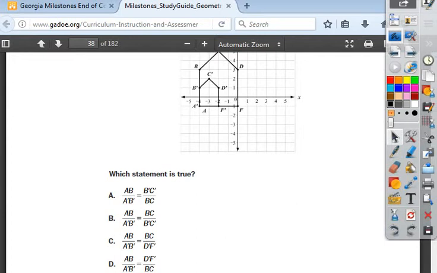AB goes over A prime, B prime. Does it make sense that B prime, C prime is going to be over BC? It's not the right order. B: AB over A prime, B prime, BC over B prime, C prime. There's my answer. What's wrong with the C? It's got the DF in there. That doesn't match anything. And this one, you got the DF, doesn't match anything. Just find the one that goes in the same order.